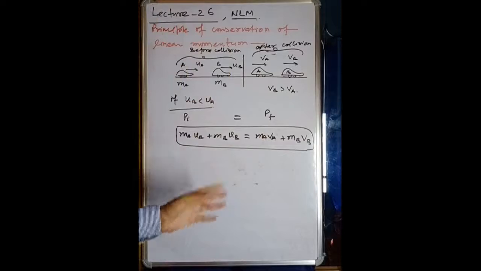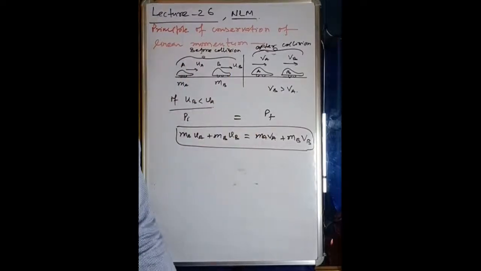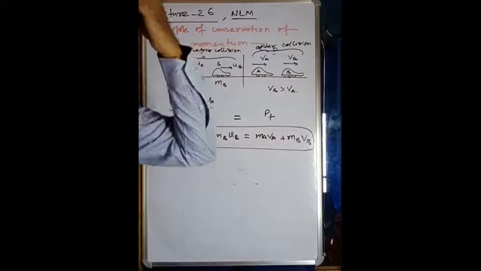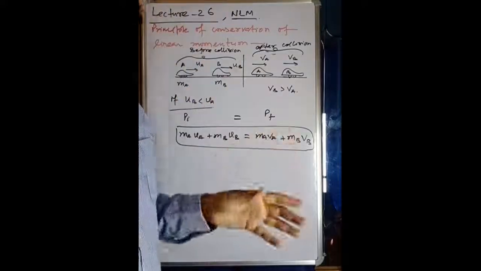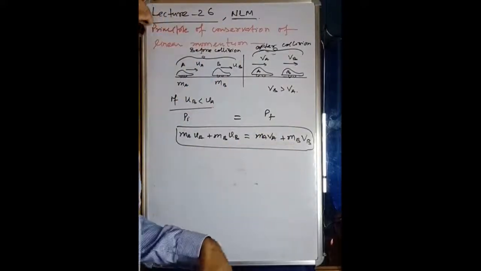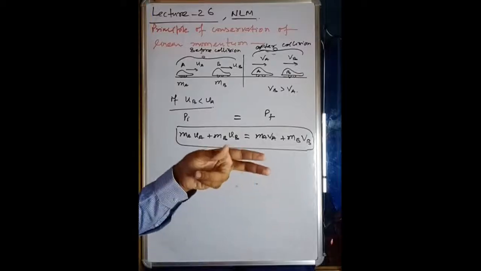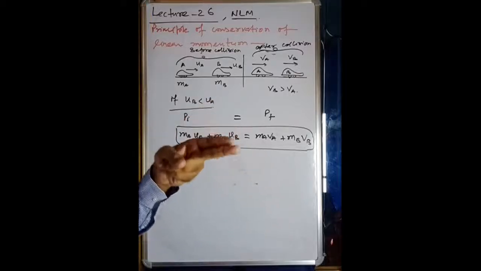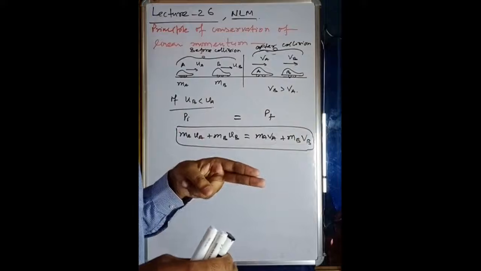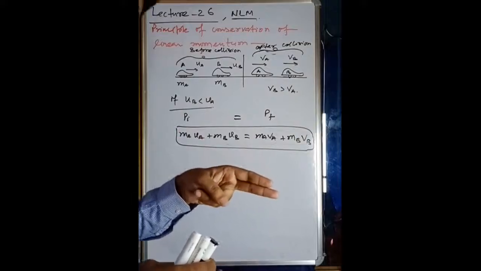There are a number of applications, my dear students, based on this particular conservation. Like you have studied in standard 9, that is the recoil velocity of a gun. If you fire a bullet from the gun, then the gun gets recoil.